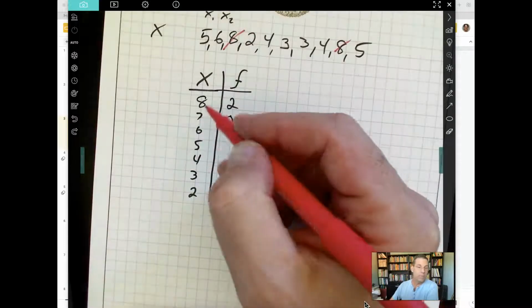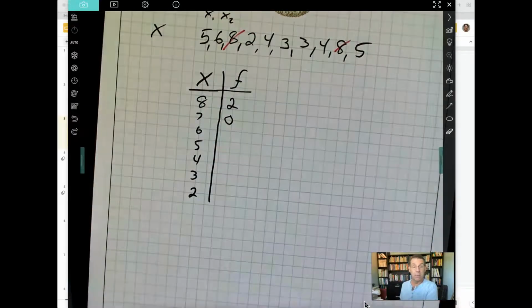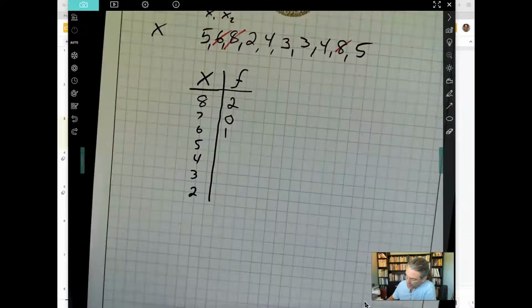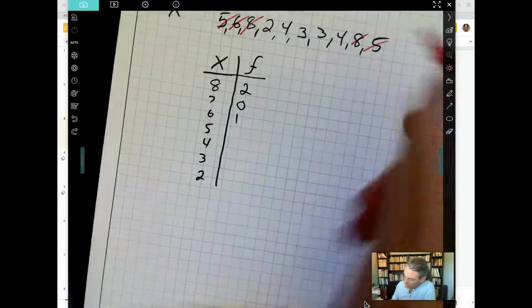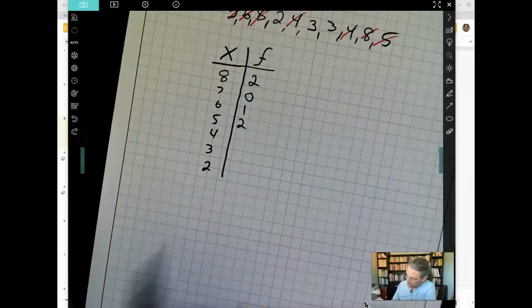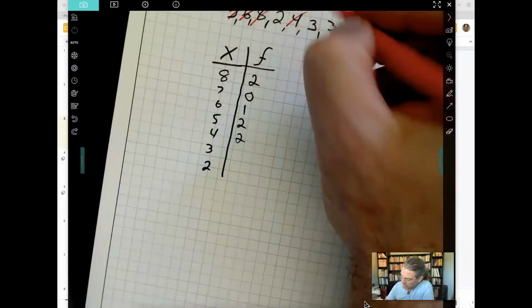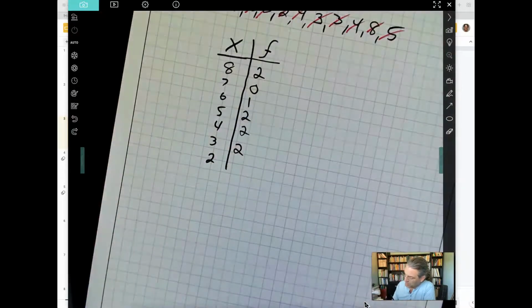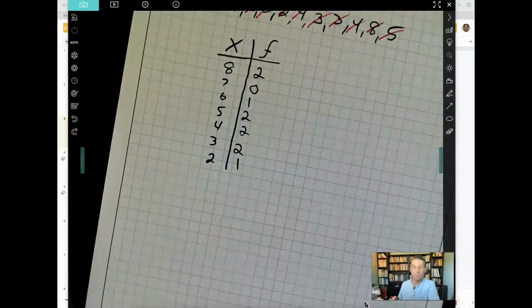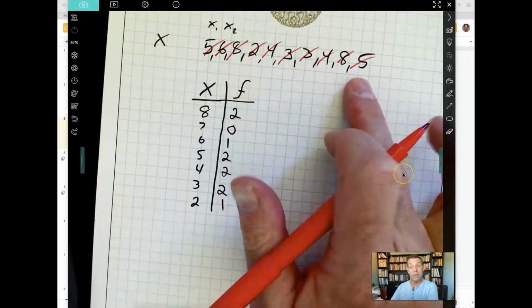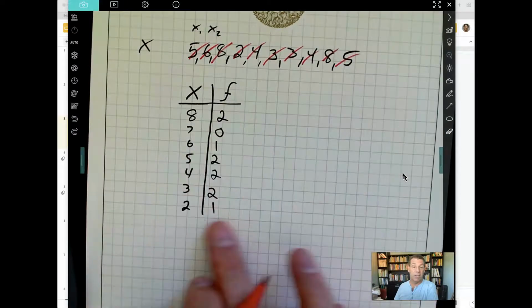I include the 7 partly because it's between my highest and lowest score. Then I count the 6s. I see just one 6. Count the 5s: 1, 2. Count the 4s: 1, 2. Count the 3s: 1, 2. And count the 2s: 1, 2. So basically what I've just done is taken the random set of numbers and converted it into a frequency table.